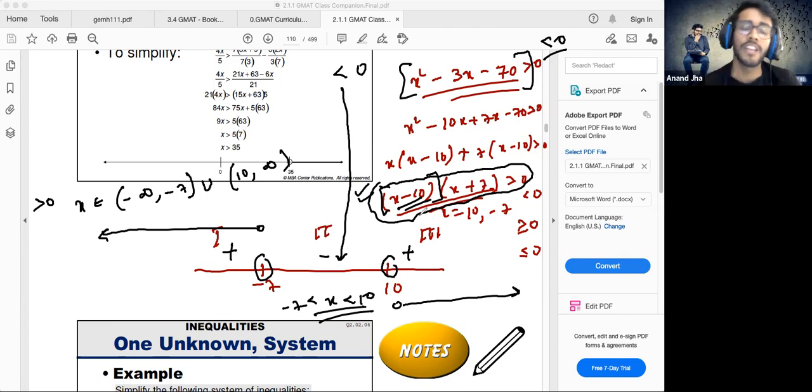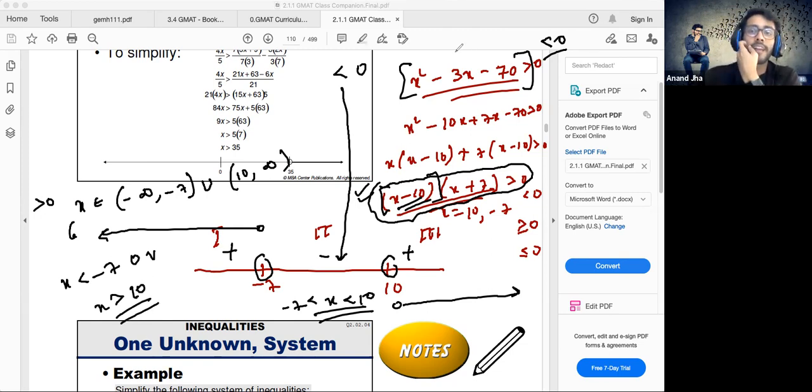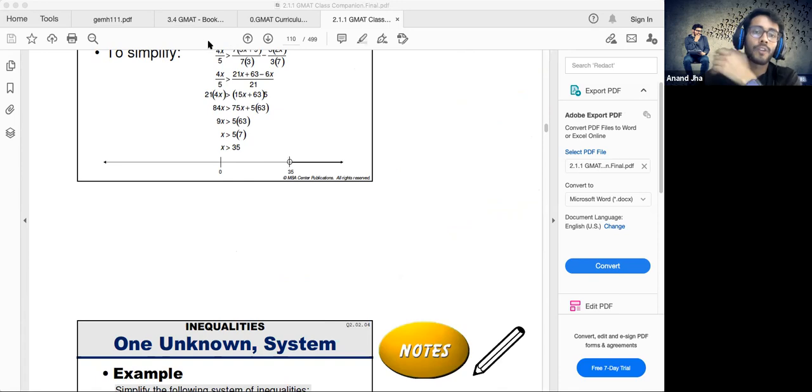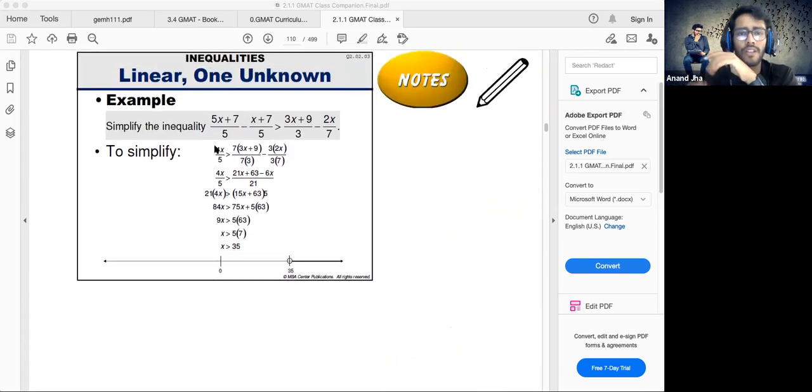And in the other region, if you take any number less than minus 7 or more than 10, it will come positive. The other way of writing this is x less than minus 7 or x greater than 10. This way also you can write. Say for example, in the earlier problem, what we have done in the earlier problem, let's do this quickly. How they have solved it.